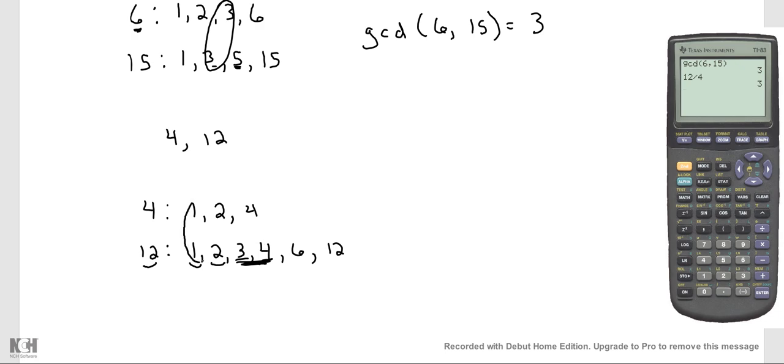So there's my factor list. Again, 1 is a factor. 1 will be a common factor of every pair of numbers. 2 is a common factor, and 4 is a common factor. So in this case, the GCD of 4 and 12 is 4 itself, because 4 was the greatest of our common factors.